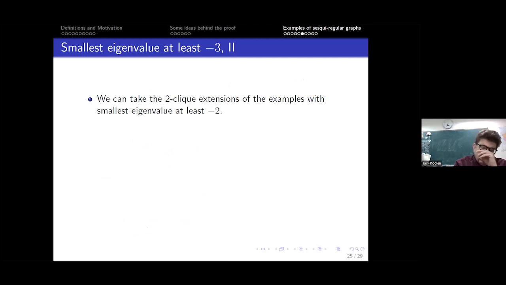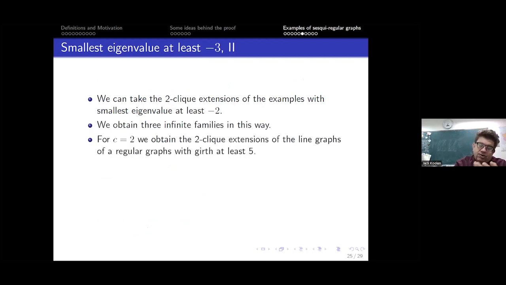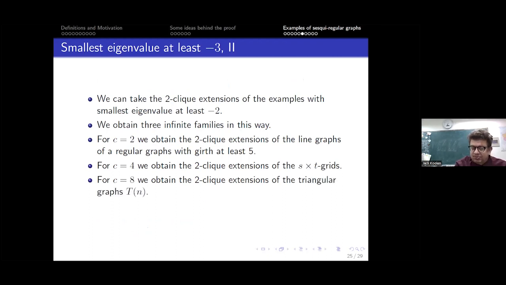So we can also take the 2-click extension of the examples with small cycle at least -2. We get 3 families. For C is 1, we get the 2-click extension of the line graphs of the regular graph with at least 5. For C is 4, we get the 2-click extension of the S times T grid. And for C is 8, we get the 2-click extension of the triangular graphs Tn.